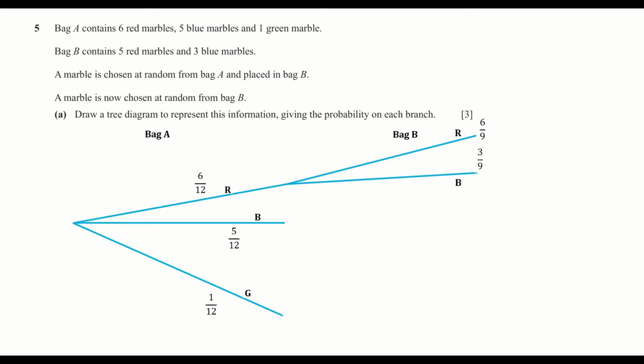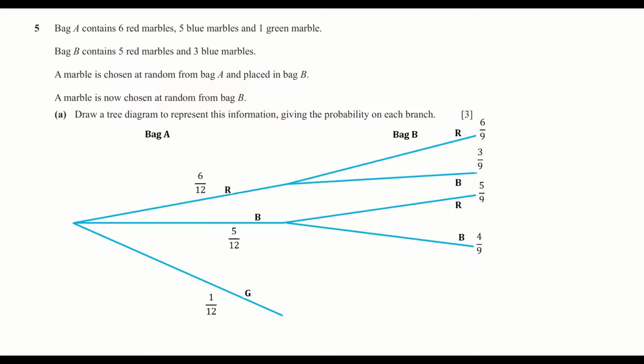Now let's look at what happens if the marble from bag A is blue. If we add a blue marble to bag B, we will still only have red marbles and blue marbles in the bag. So again, we can draw another 2 branches. Let's label the top branch R for red and B for blue. We are adding a blue marble, which means we still only have 5 red marbles. So the probability of red has to be 5/9. We are adding 1 blue marble to the original 3. So the probability of a blue marble has to be 4/9.